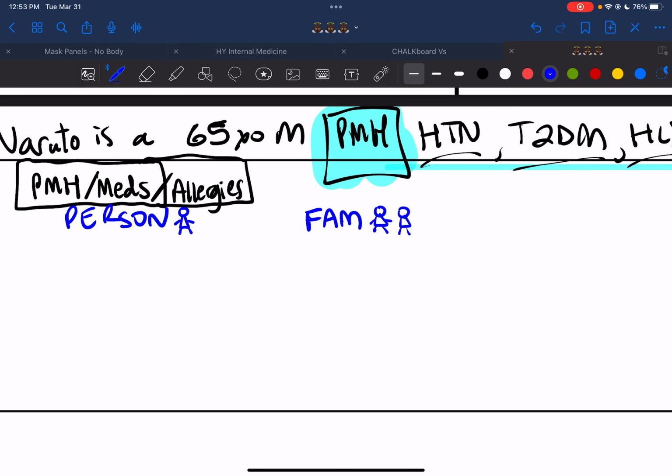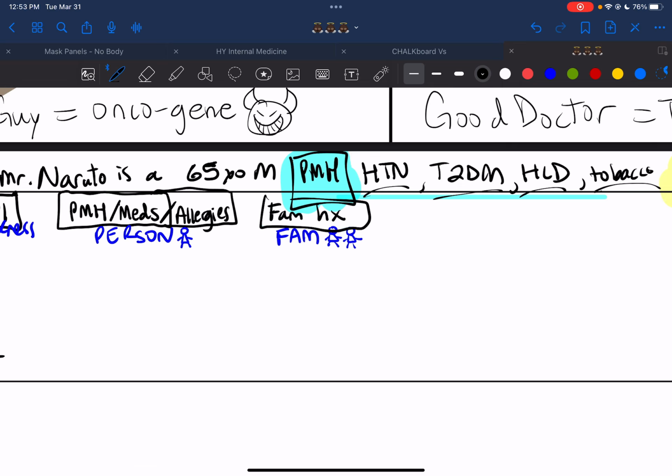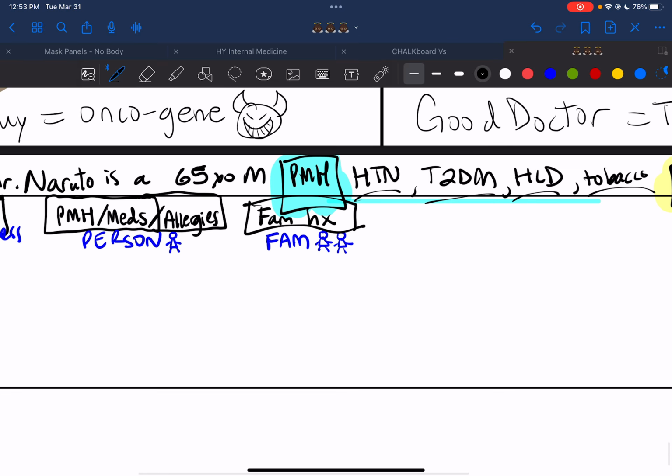So I put 2 stick men. Okay, that's just their family history. What conditions you have in your family, obviously. Dad has high blood pressure, mom had diabetes, that sort of thing, cancer, all that sort of thing.